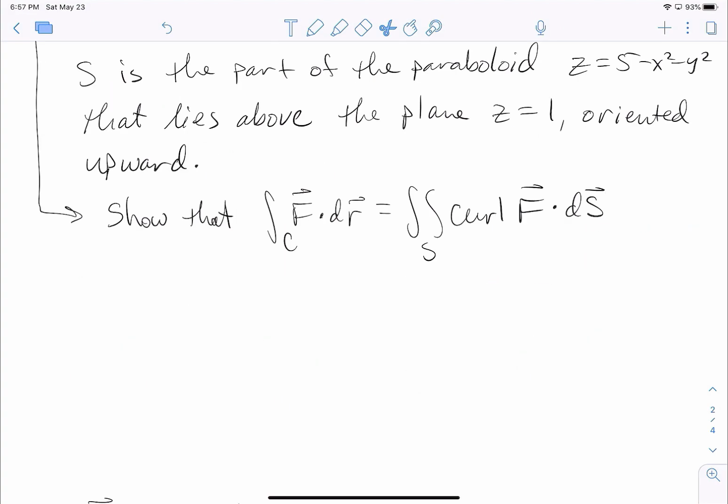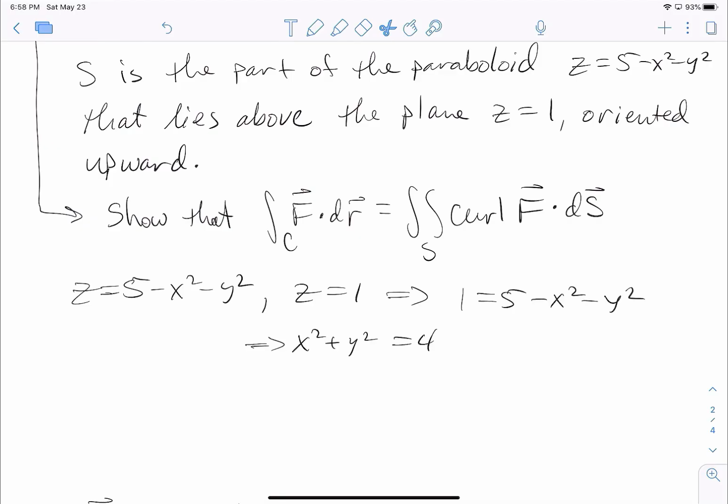So for that curve of intersection, we have that z is equal to 5 minus x squared minus y squared, and we want to know where that meets z equals 1. So setting those two equal to each other, we have 1 equals 5 minus x squared minus y squared, or x squared plus y squared equals 4. This is a circle of radius 2, but has a z value of 1 throughout the circle, right? It's elevated on the plane z equals 1.